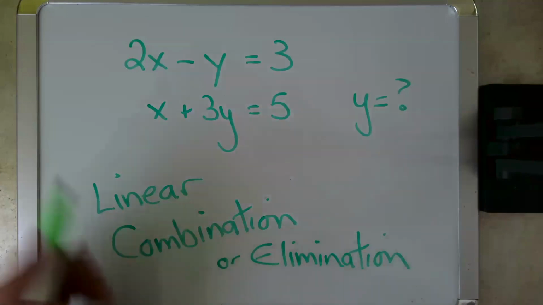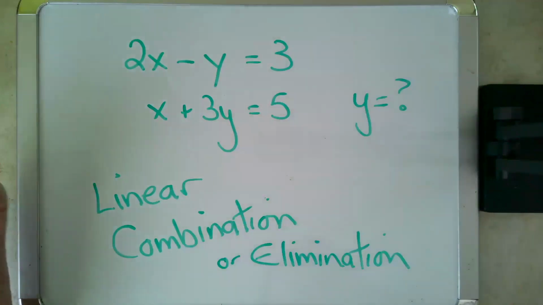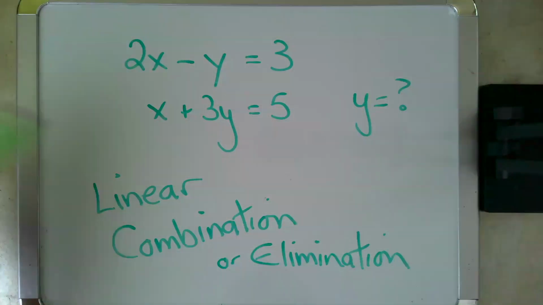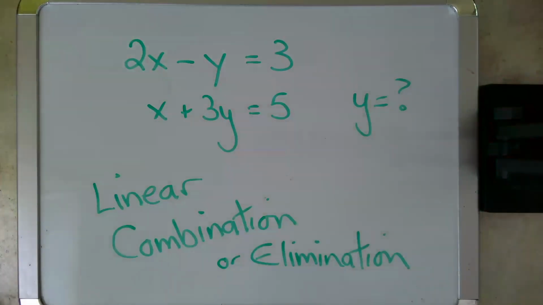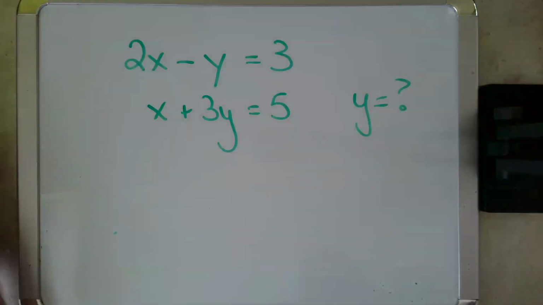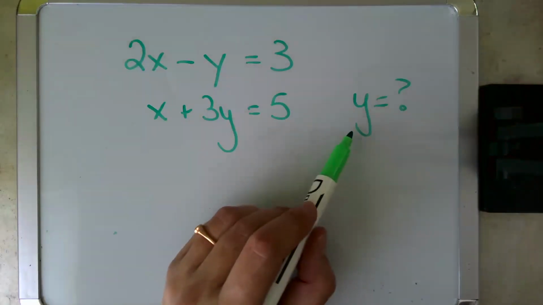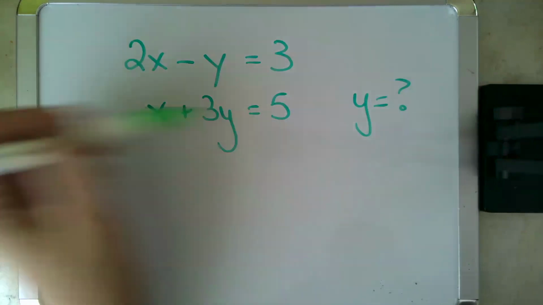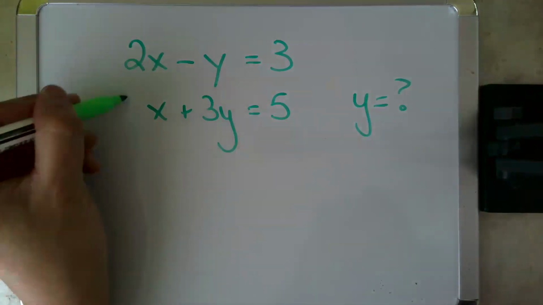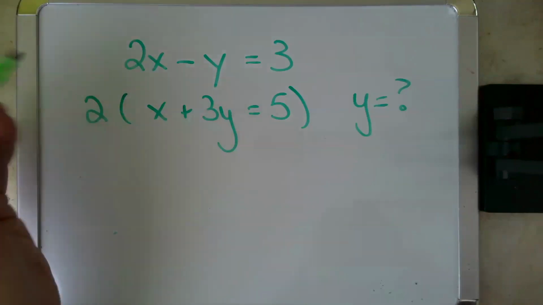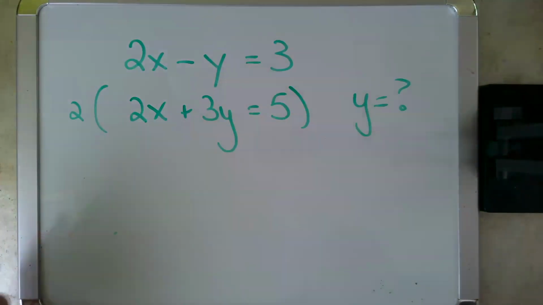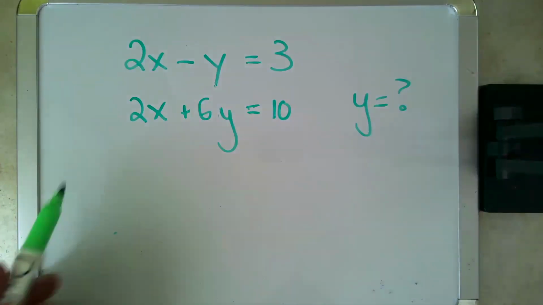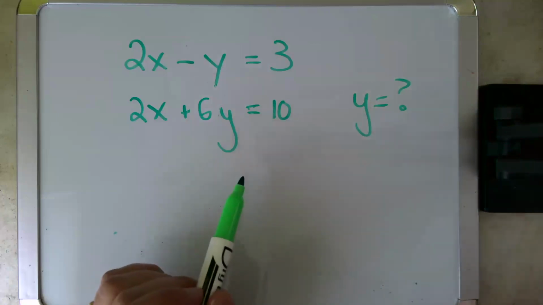And the way to do that is I'm going to multiply my top or bottom equation by a constant that will allow me, when I combine them through addition or subtraction, to eliminate one of the variables. So let me show you how that goes. All right, so I see that I'm solving for y, so I want to eliminate x. So I have a 2x in the top. If I multiply my whole bottom equation by 2, then I would end up with 2 times x, or 2x, 2 times 3y, or 6y, and then 2 times 5, or 10. And I haven't changed my bottom equation, I've just changed its form.